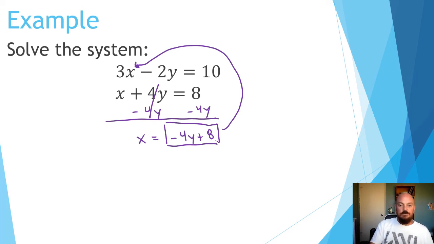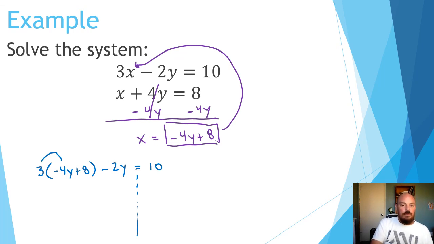So let's do that work. Just like we did in the first example now. I have 3x, but instead of x, I'm going to do 3 times negative 4y plus 8. Now that I know that's my x. And then I have minus 2y equals 10. And we'll solve this one for y this time. So I'm going to distribute the 3. I have a negative 12y. That would be plus 24, 3 times 8. And then a minus 2y equals 10.